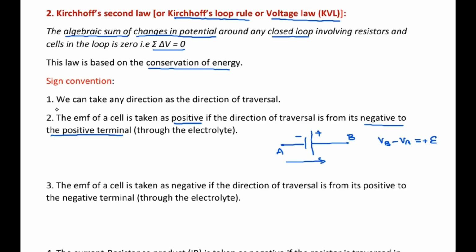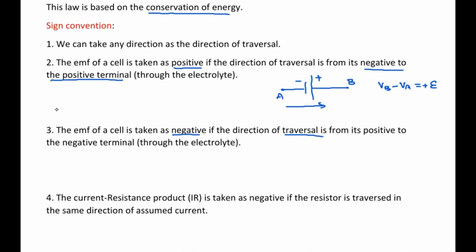Coming to point 3. The EMF of the cell is taken as negative if the direction of the traversal is from its positive to negative terminal. That means we are taking the same cell. It is point A and it is point B, but we are moving from positive to negative terminal. In this case, the initial point is B, potential VB. The final point is A, potential VA. So, the potential difference in this case will be VA minus VB, generally final value minus initial value. That is equal to minus E. This sign convention we need to follow.